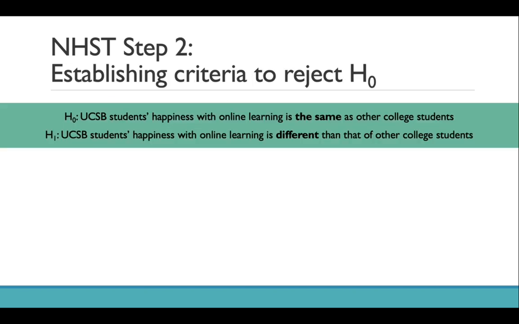Let's move on to step 2 of null hypothesis significance testing, establishing the criteria to reject the null hypothesis, H0. So here, just to recap, are our null and alternative hypotheses. Our null hypothesis is that UCSB students' happiness with online learning is the same as that of other college students. Our alternative hypothesis is that UCSB students' happiness with online learning is different than that of other college students.